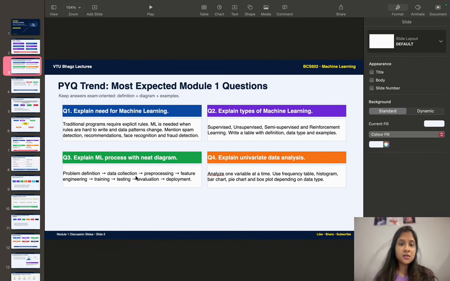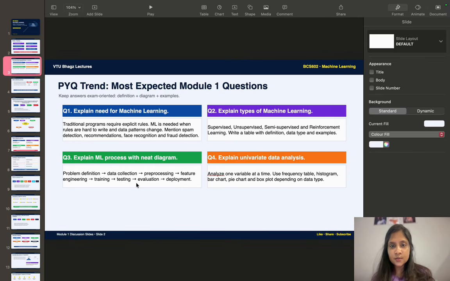Then the process: problem definition, data collection, pre-processing, then feature engineering, training, testing, evaluation, and deployment.